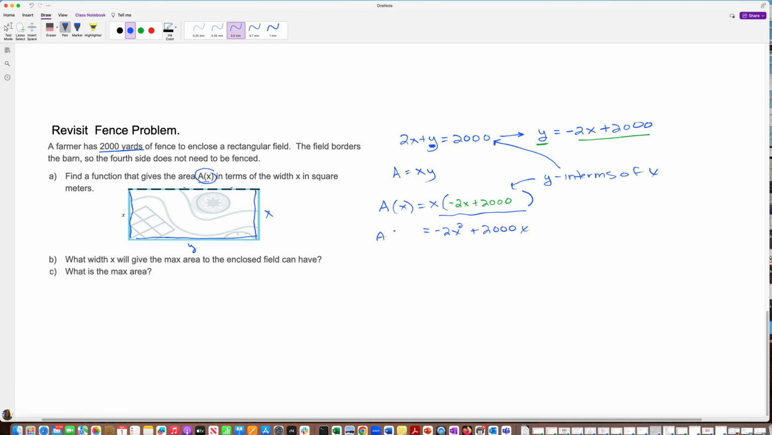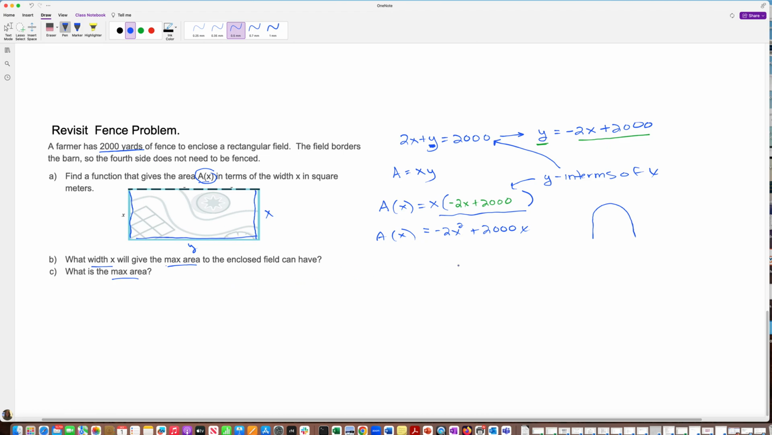So notice I have a quadratic function. I have a negative lead coefficient. So I know this is going to be an upside down parabola. The questions are asking me to find the width that will give the max area, and then also the max area.